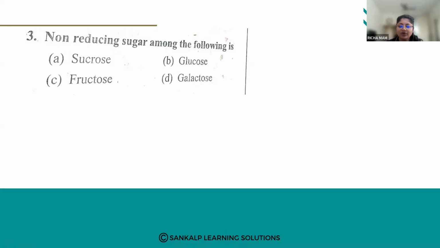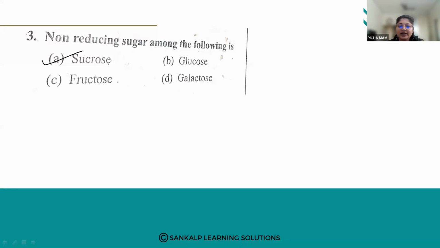Among the following, sucrose is the non-reducing sugar, so option A is the answer. Sucrose is made up of 1 unit of D-glucose and 1 unit of D-fructose. It is a disaccharide because when it undergoes hydrolysis, it splits into two sugars, D-glucose and D-fructose. So it is made up of two monosaccharide units.